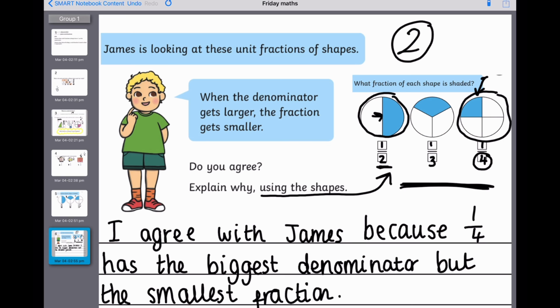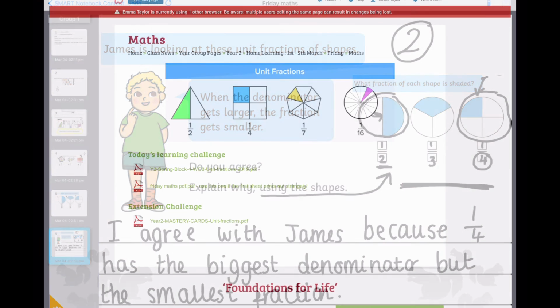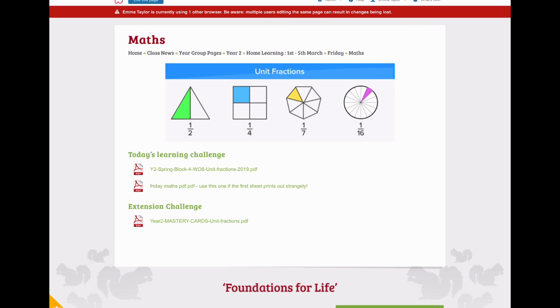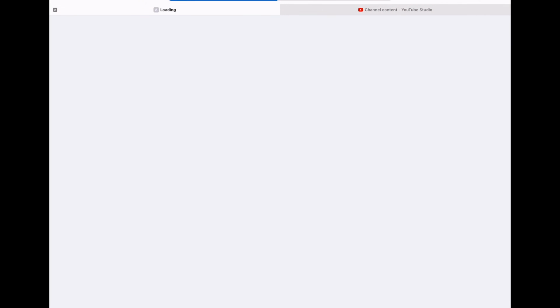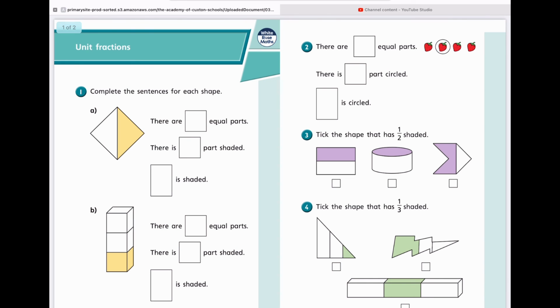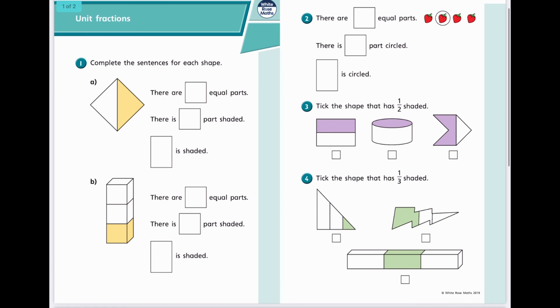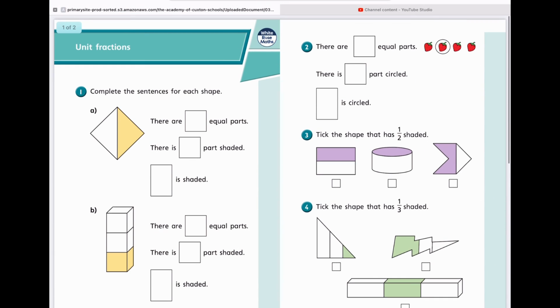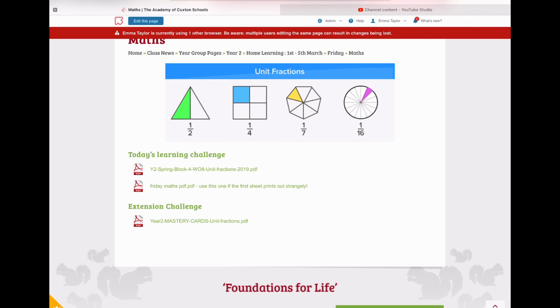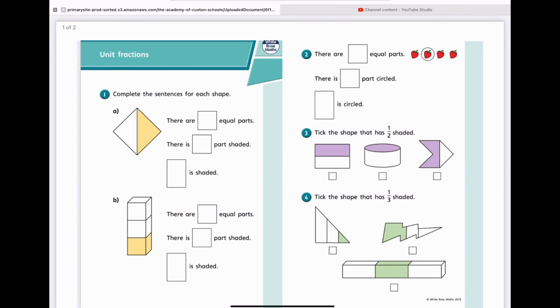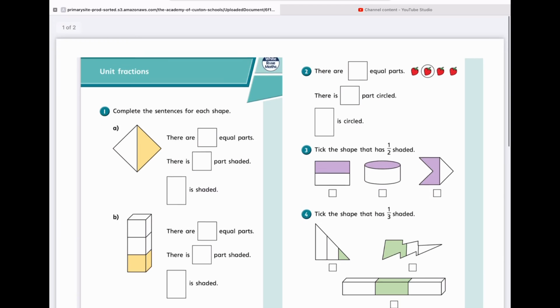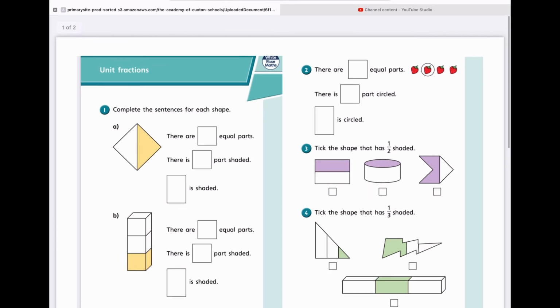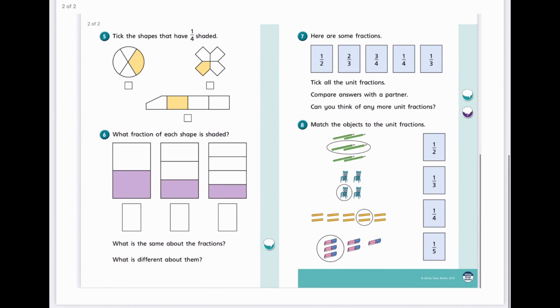Let me show you what work you're doing today. Now, when I printed this out for the children at school yesterday, the sheet was all a little bit misaligned and it was very large on the paper. So it cut off a lot of the sheet. So what I've done for you, Year 2, is I've screenshot that sheet and made a different PDF file. So this one should print out perfectly because I have made a new file.